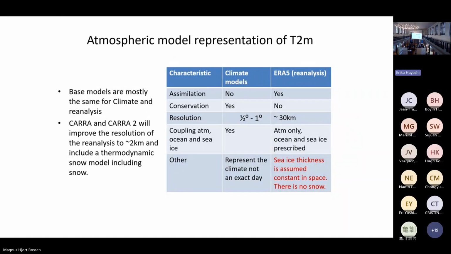They don't simulate the day-to-day, but they try to simulate the climate, the present climate or the future climate, and then you can compare them, look at trends and all other things. And what's important here for the ERA 5 is that they assume a constant ice thickness. There's no snow on it when they calculate fluxes, and that's one of the primary reasons why it has the biases it has.